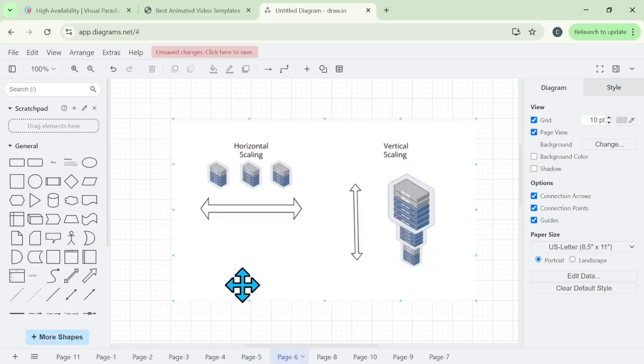And the next concept which we need to understand is horizontal and vertical scaling. Scaling is how your system handles increased traffic or load, and it's one of the most important concepts in building resilient, high performing applications. Whether you are dealing with a surge of users, data, or requests, scaling ensures your app doesn't slow down or crash under pressure.